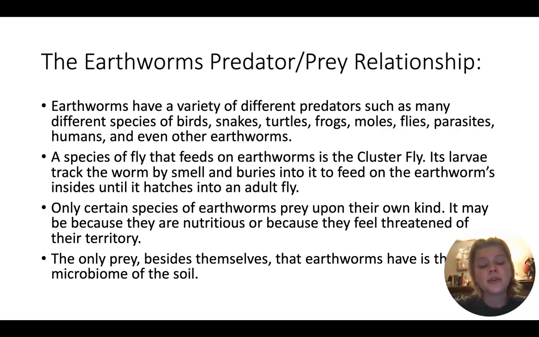Only certain species of earthworms may prey on their own kind. It may be because they are very nutritious for them or because they just feel threatened for their territory. The only prey besides themselves that earthworms have is the microbiome of the soil.